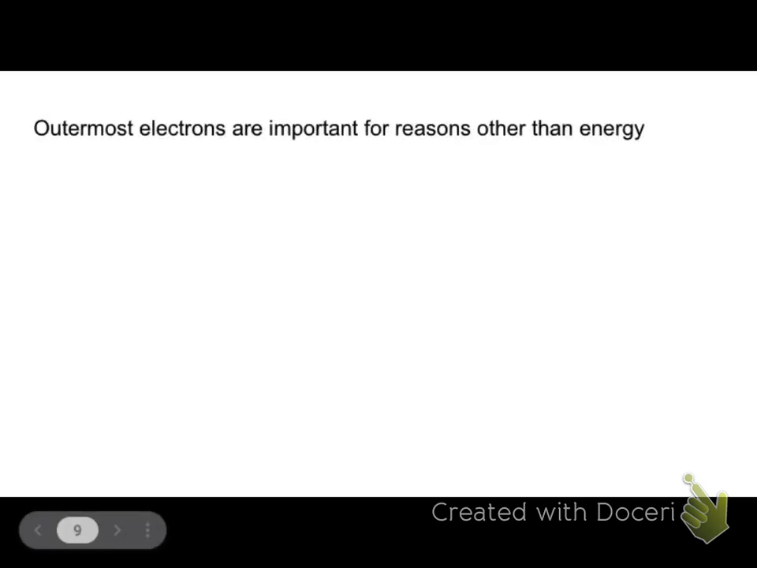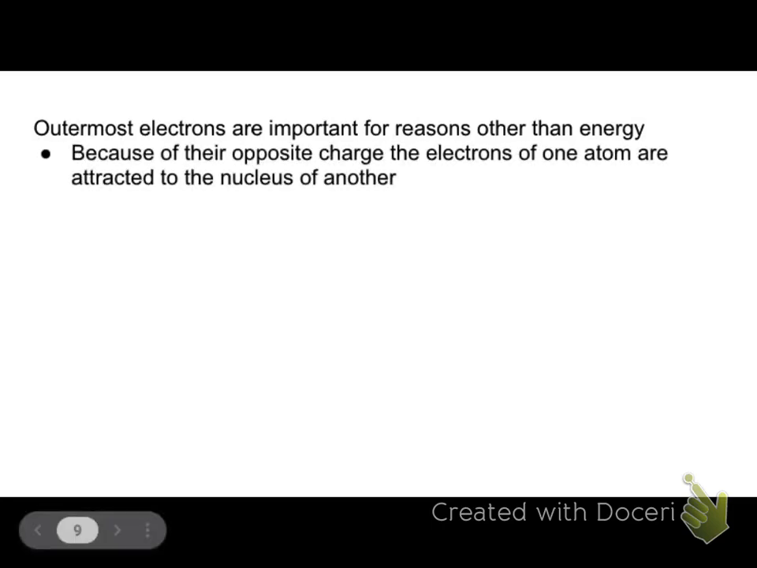Outermost electrons are important for reasons other than just energy. We know that they have the most energy for electrons of that atom, but they have some other importance. Okay? Because electrons are oppositely charged to protons, when you get two atoms near to each other, the electrons of one atom will be attracted to the nucleus of the other atom, just like they're attracted to their own nucleus. This is why we have bonds that form.